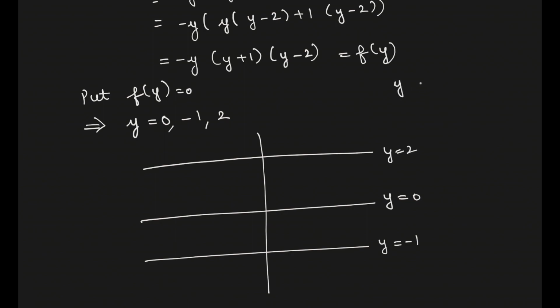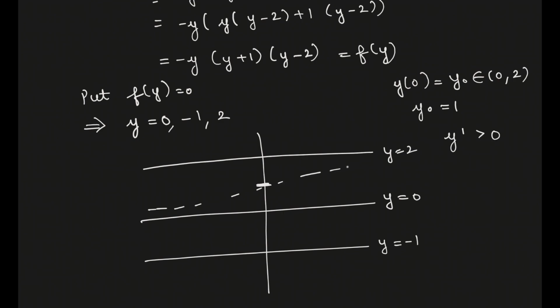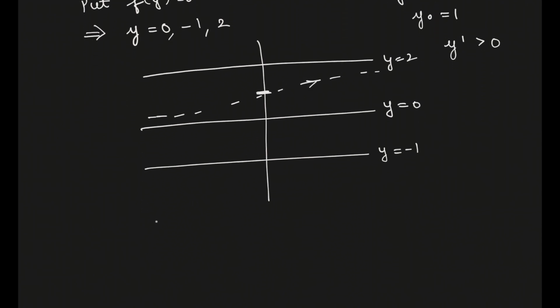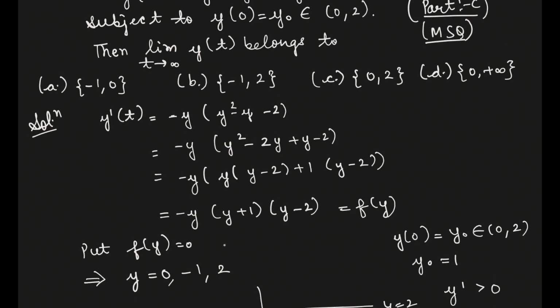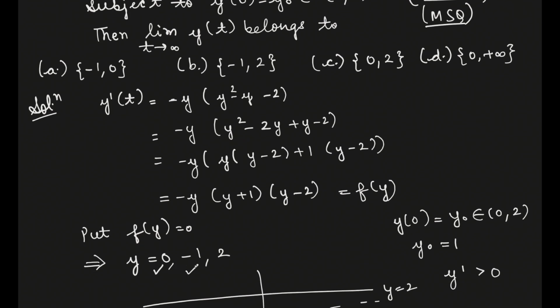Now it was given that y0 belongs to 0 comma 2. I can take y0 as 1. Now y dash is greater than 0. Yes, ma'am. So limit t tends to infinity, y(t) is equal to 2. Now my equilibrium solutions are 0 and minus 1. Yes. So I will mark the options which have 2.